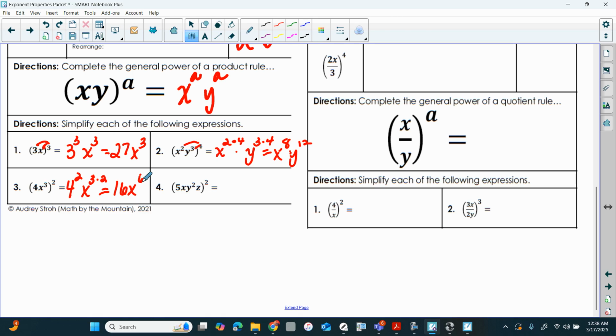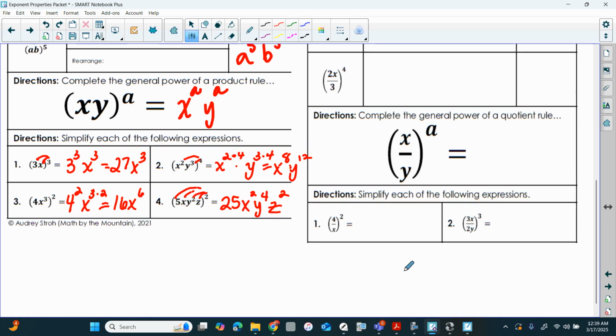So let's see if we can try the next one and get it simplified. We're distributing the 2 to each variable and even the coefficient. So this actually turns into 25 because 5 squared is 25. X to the second power, y to the fourth power because you multiply those, and then z to the second power.